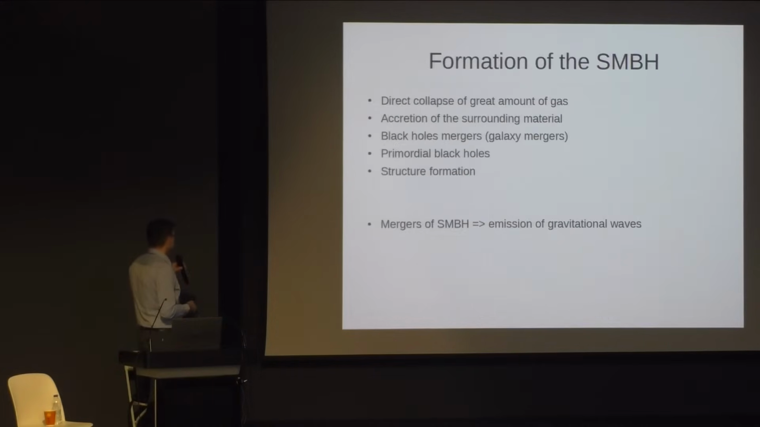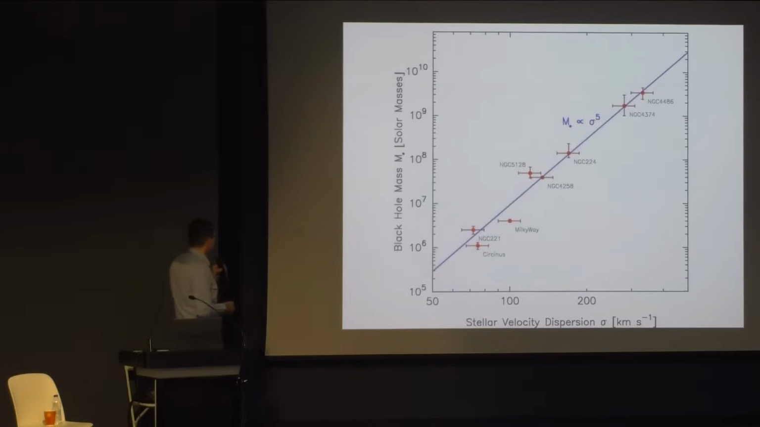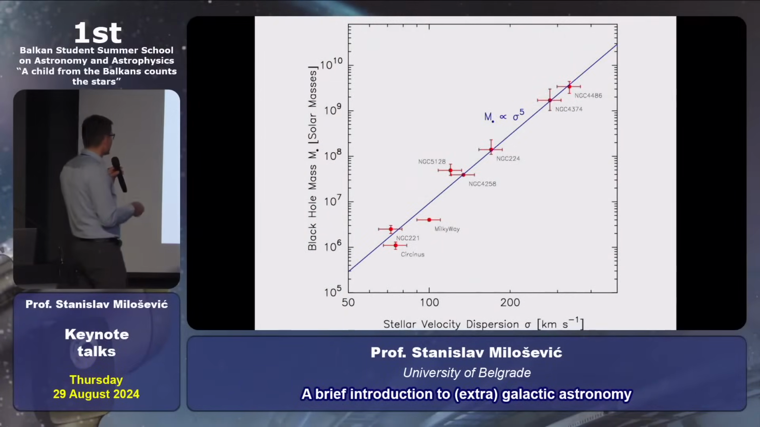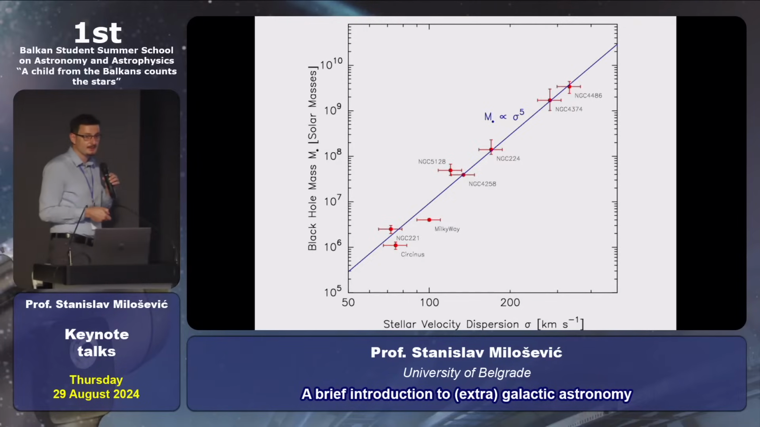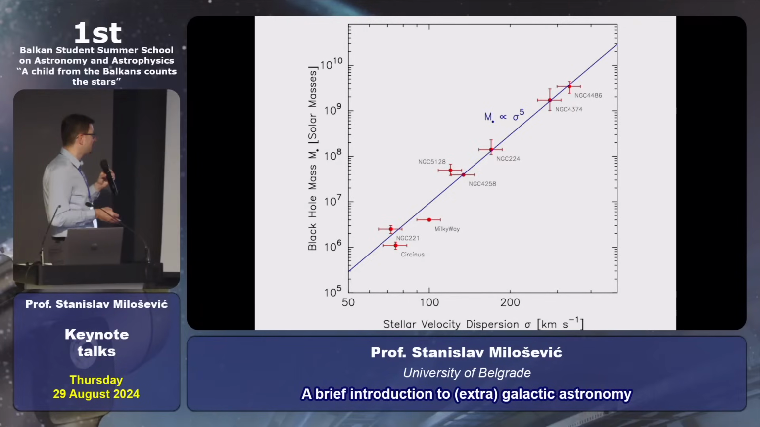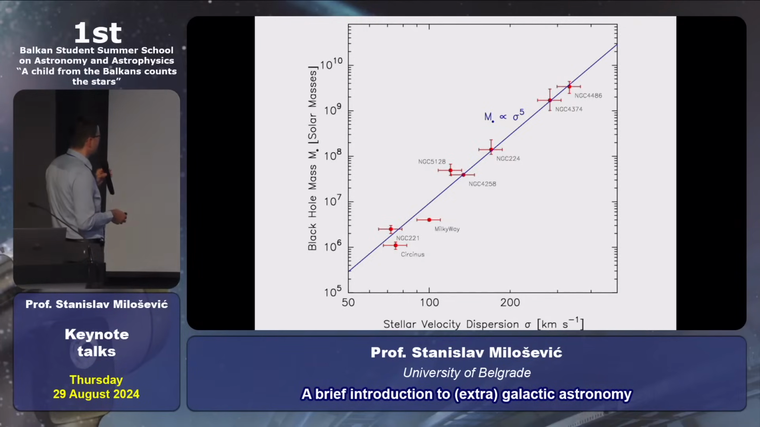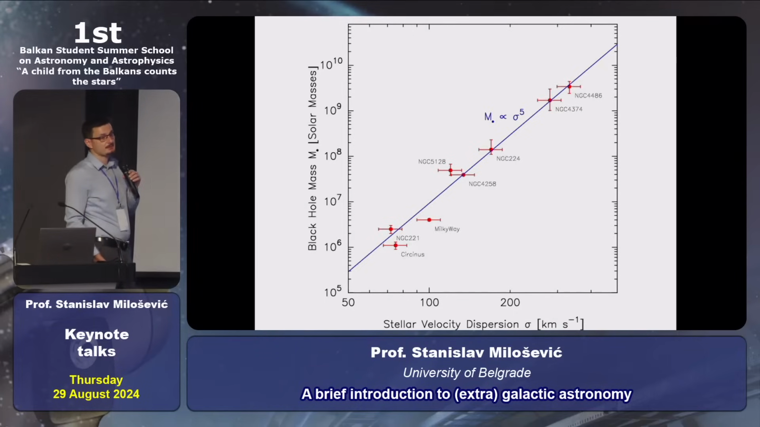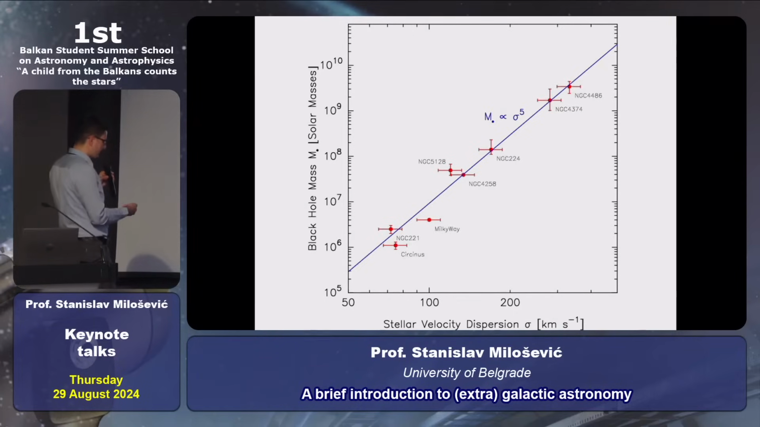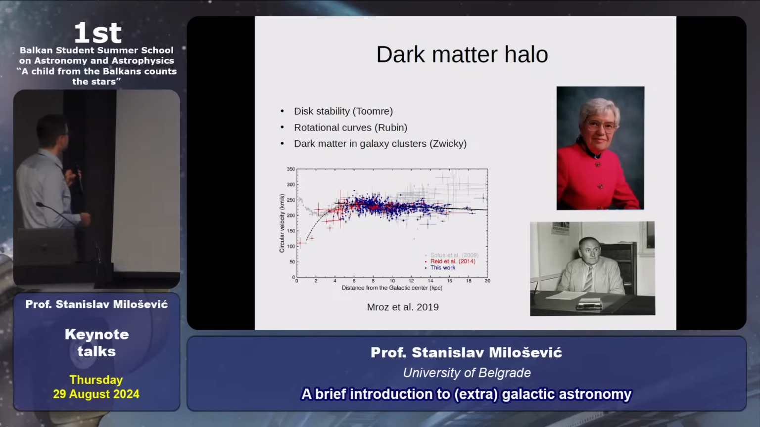And we have an interesting relation. It's an empirical relation between the mass of the supermassive black hole and the velocity dispersion in the bulge. On a log scale, it's almost a straight line. We still don't have a theoretical background for this, but by measuring the velocity dispersion in the bulge, we can estimate the mass of the supermassive black hole in the center.